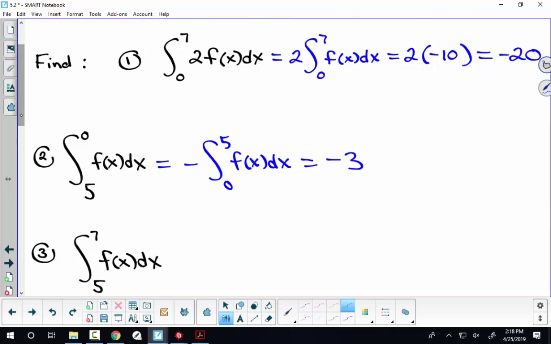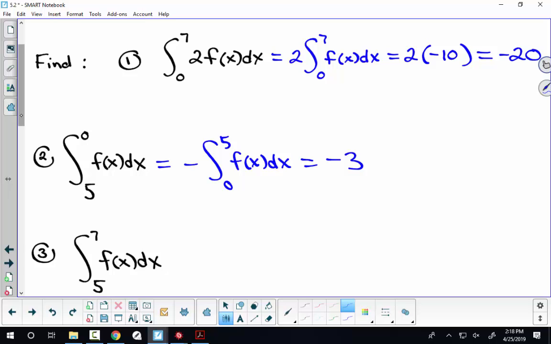Does that all make sense? Okay, how about the integral from 5 to 7? Negative 13. How do you know it's, how do you know? So, it's just, maybe it's not. What did you do to get negative 13?